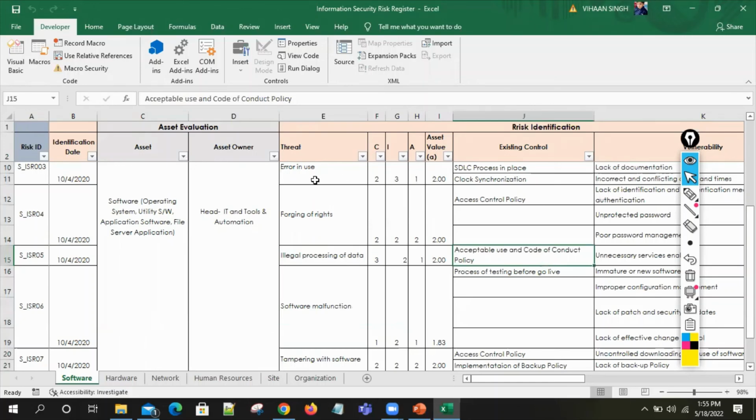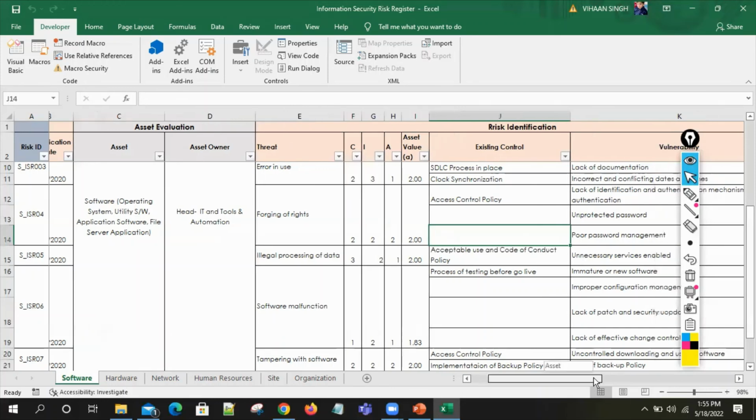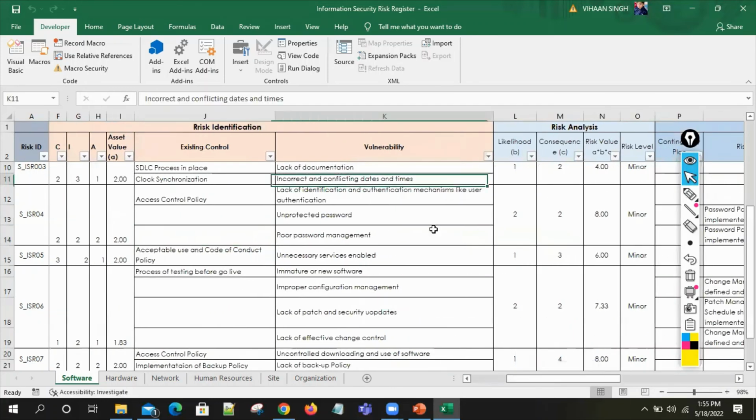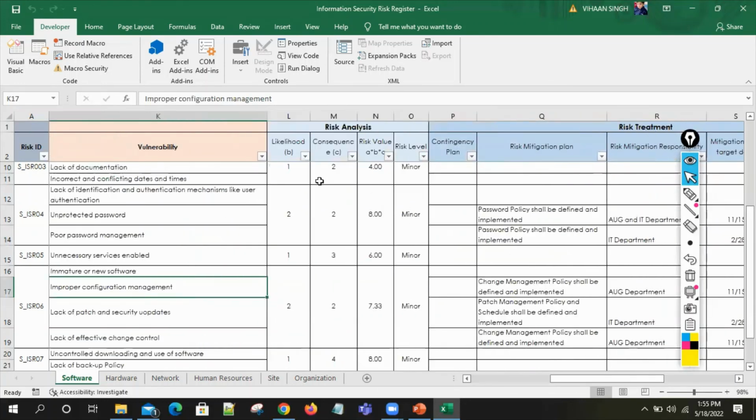In risk identification, we are going to have the confidentiality, integrity, and availability value that we have discussed, the CIA value. Asset value would be based upon your C plus I plus A. Then we identify the vulnerability in the system. What would be the vulnerability in the system? Based upon that, we identify the likelihood and the consequences. What would be the likelihood and what would be the consequences of the risk?